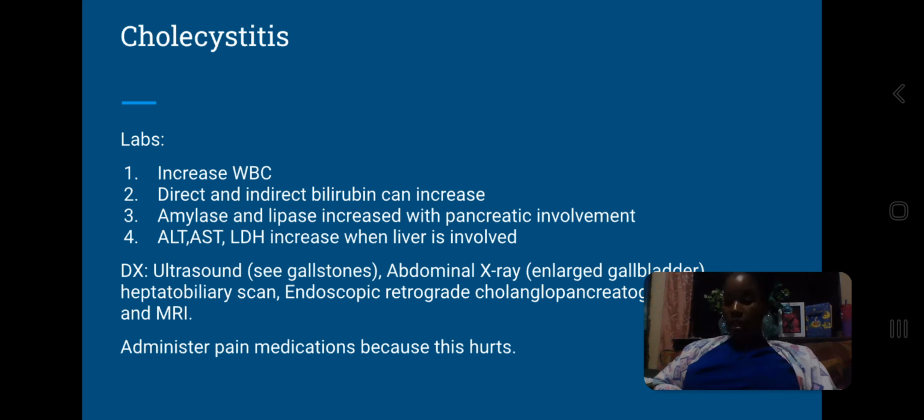Direct and indirect bilirubin can increase. Well, of course, the storage is malfunctioning, so it's just there. And liver enzymes are going to be increased because that buildup is going to damage some liver cells too. If it damages the gallbladder cells, you just got to know it's going to damage the liver cells and so on. So ALT, AST, LDH, those are associated with the liver, so they're going to be elevated whenever there are liver issues. Okay, so amylase and lipase will be increased too with pancreatic involvement.